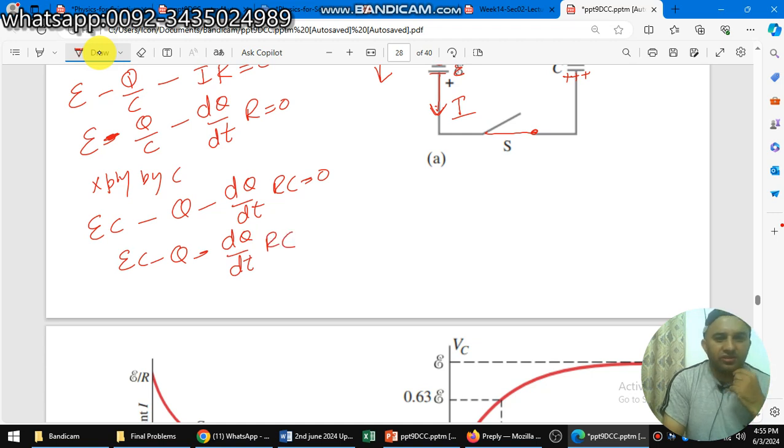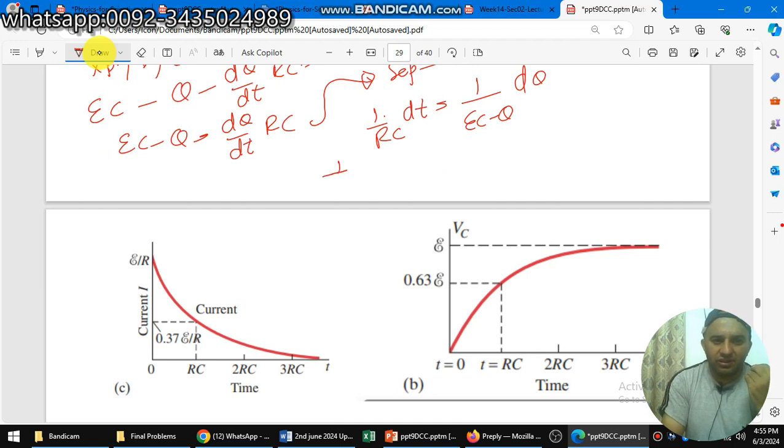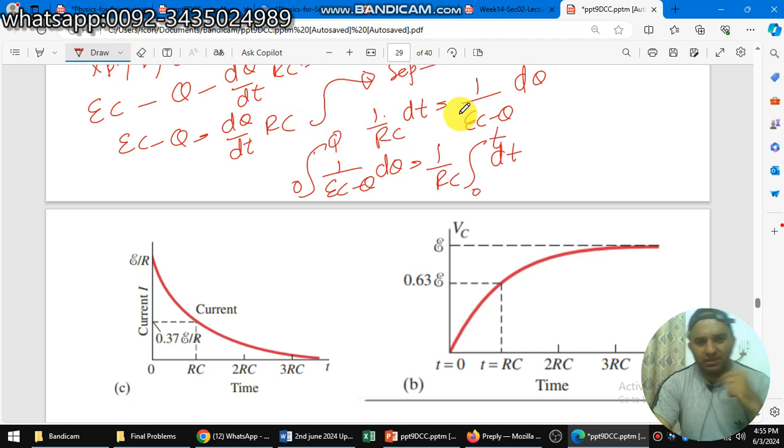Now we separate the variables. So we have 1 over RC into dt equal to 1 over EC minus Q into dq. Rearranging this equation, 1 over EC minus Q dq is equal to 1 over RC dt. Now we integrate. The charge goes from 0 to Q, because the initial charge is 0 and the final charge is Q, and the time goes from 0 to t. Now we integrate this.